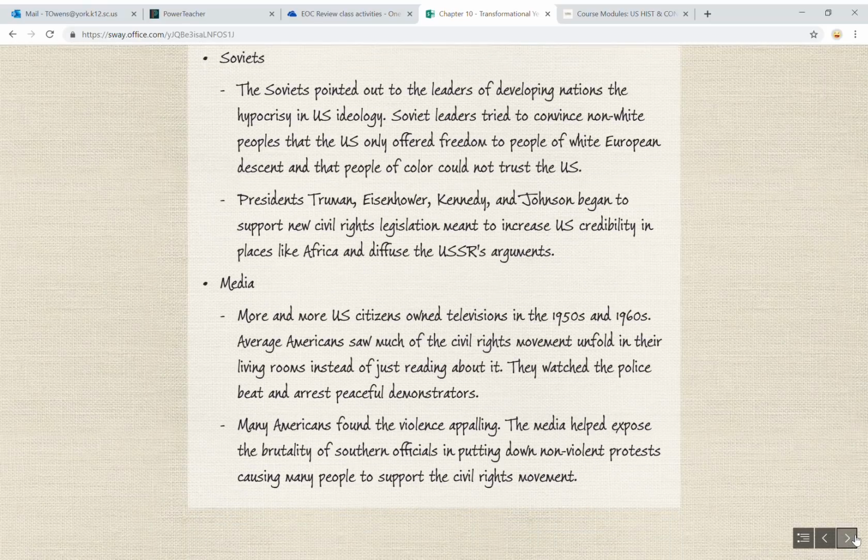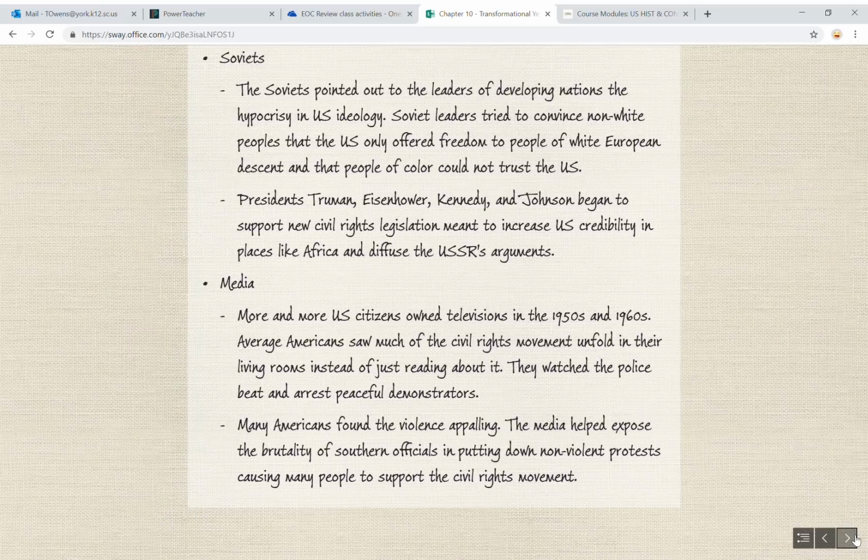post World War II. The media is also important in the civil rights movement, and got a lot of TV sets in the 50s and 60s. More and more citizens own those TV sets, and your average American is going to be able to see a lot of that civil rights movement every night. Not just looking at pictures in a newspaper, but they're going to be able to see the news reports on the nightly news, and they're going to watch the police beat and arrest peaceful demonstrators. And so a lot of Americans find the violence that they see, the actions that they see, horrible and appalling and just awful. And so the media is going to be important in exposing the brutality of Southern officials and putting down those nonviolent protests and causing a lot of people to support that civil rights movement, again, until the movement becomes violent in the Northern movement.